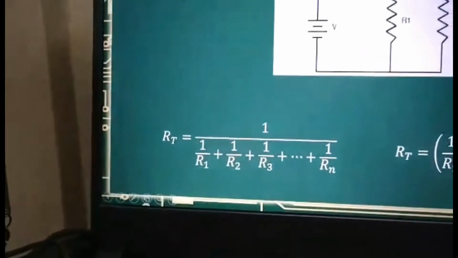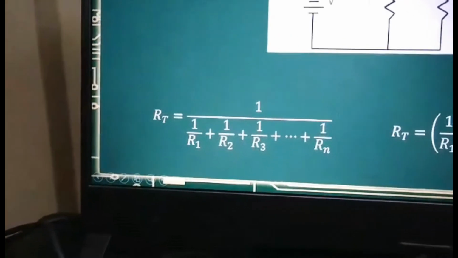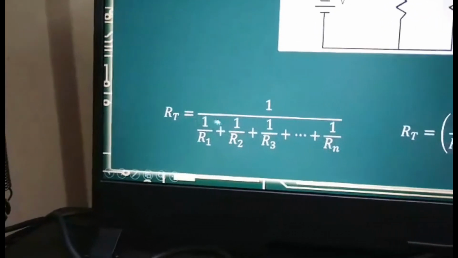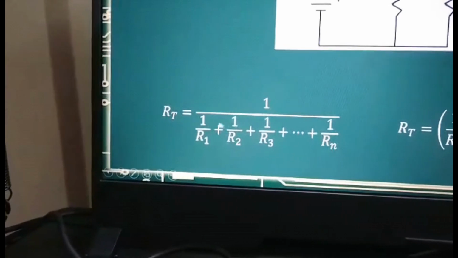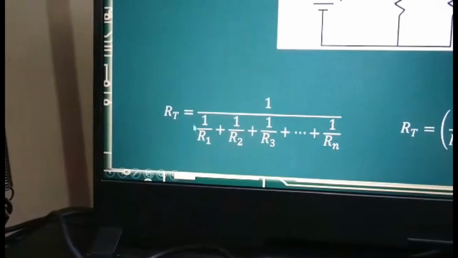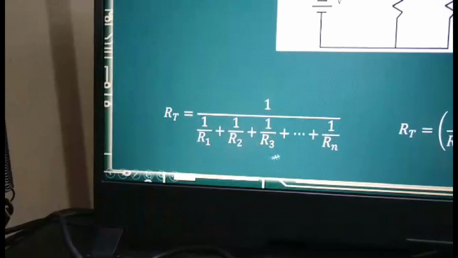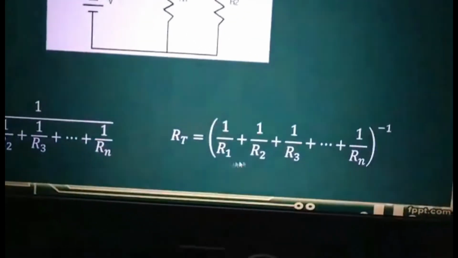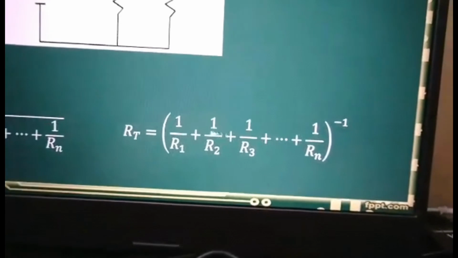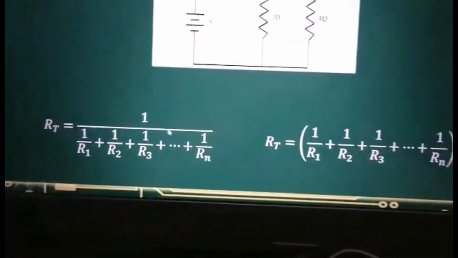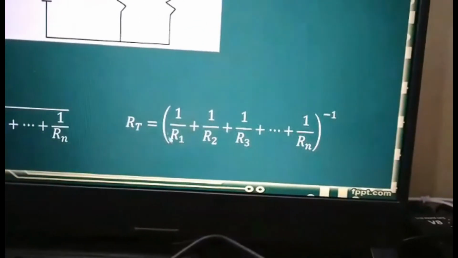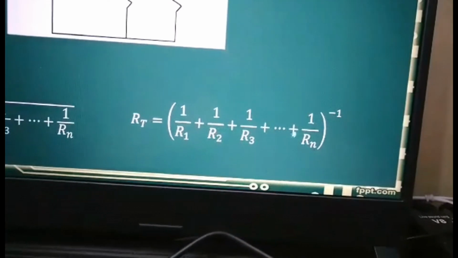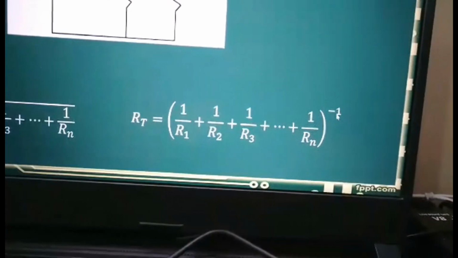Solving for the total resistance in parallel circuit is using this formula. Total resistance is equal to 1 divided by the inverse of R1, R2, R3, and so on. You can also use this formula, which is also the same as the first formula. Here we just get the inverse of each resistor, add them up, and then the total will be inverse.